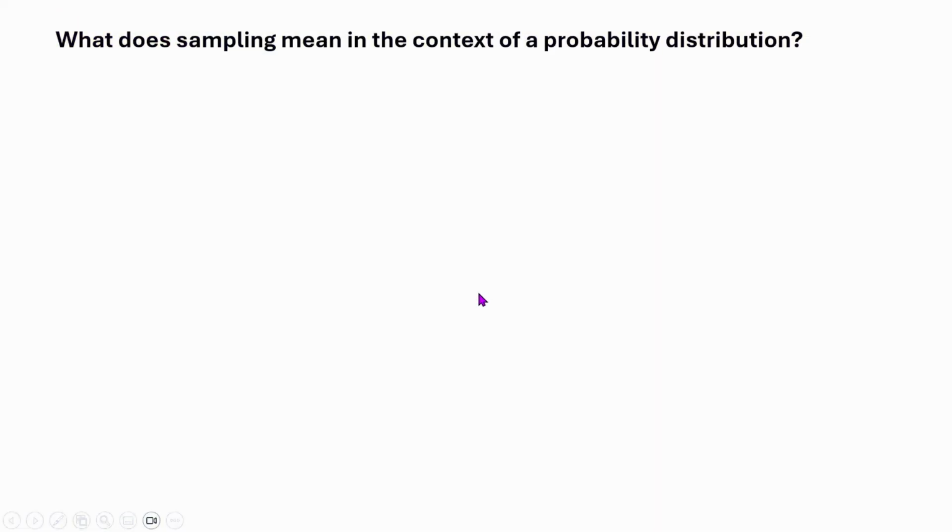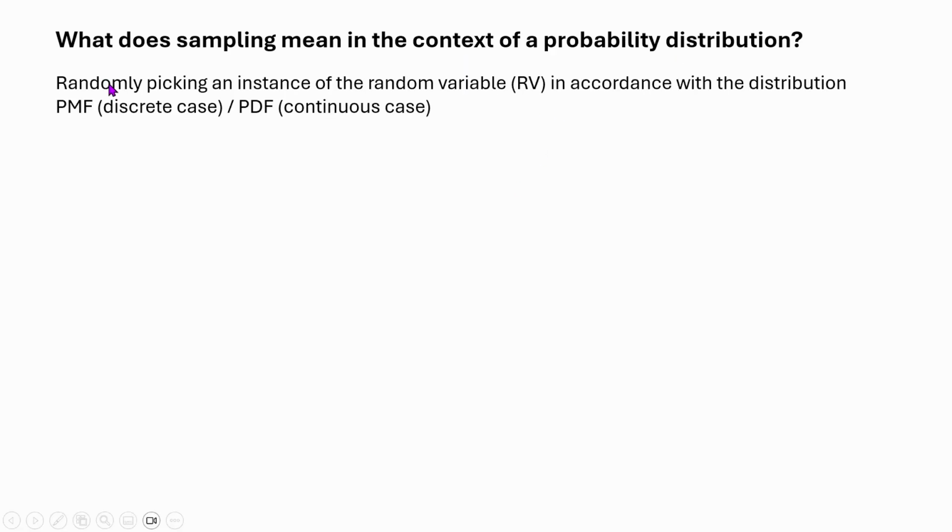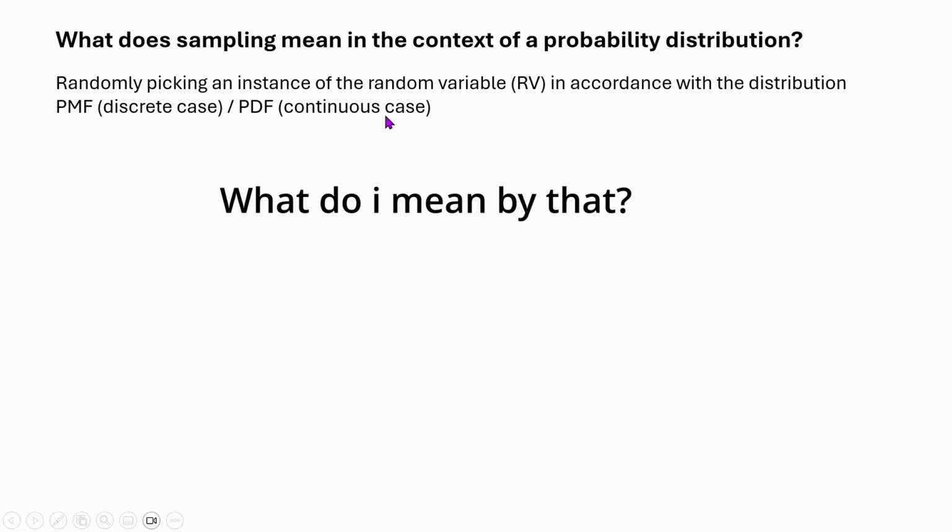So first of all, what does sampling mean in the context of a probability distribution? The definition is somewhat like this. You randomly pick an instance of the random variable and you do that in accordance with the distribution's PMF or probability mass function in the discrete case, or the PDF, probability density function, in the continuous case. So what do I mean by that?